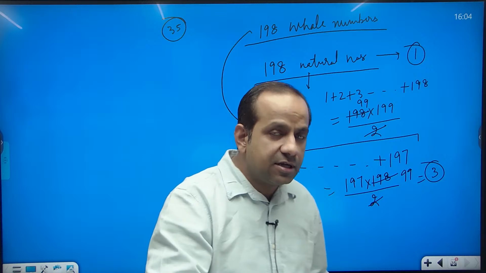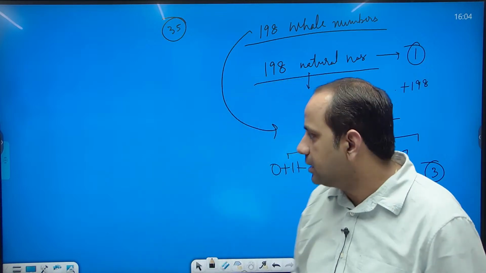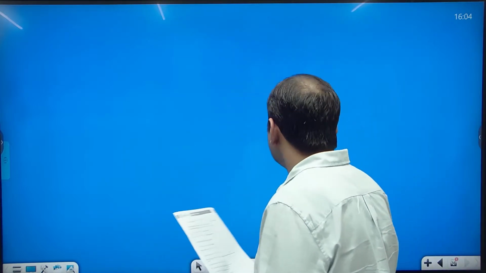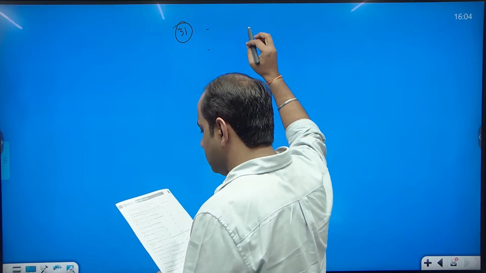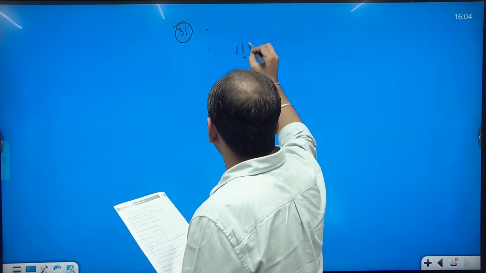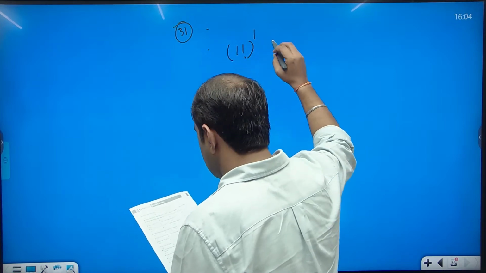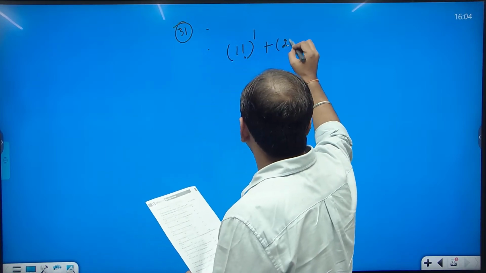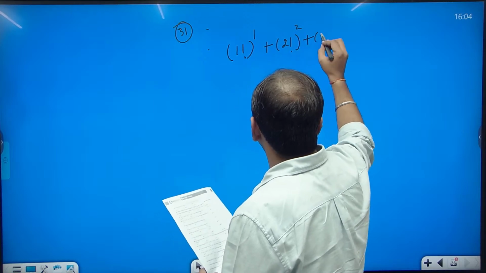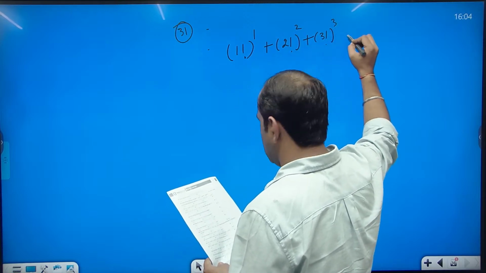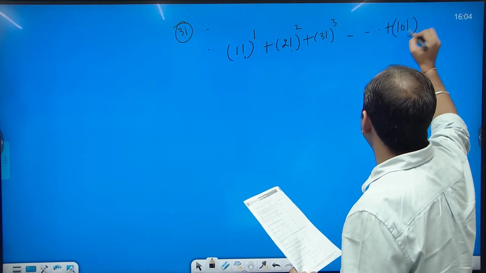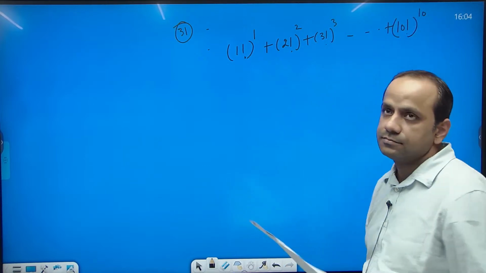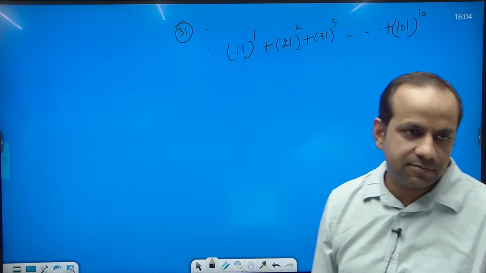Okay, tell me the answer to question number 31. Let's see how many of you can answer this now. I am writing down the question. The question is: 1 factorial to the power 1, 2 factorial to the power 2, 3 factorial to the power 3, and so on up to 10 factorial to the power 10. You have to find the unit digit. Try this.